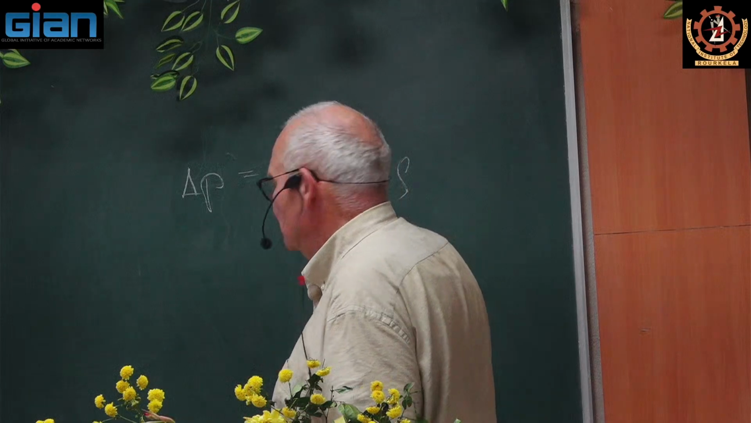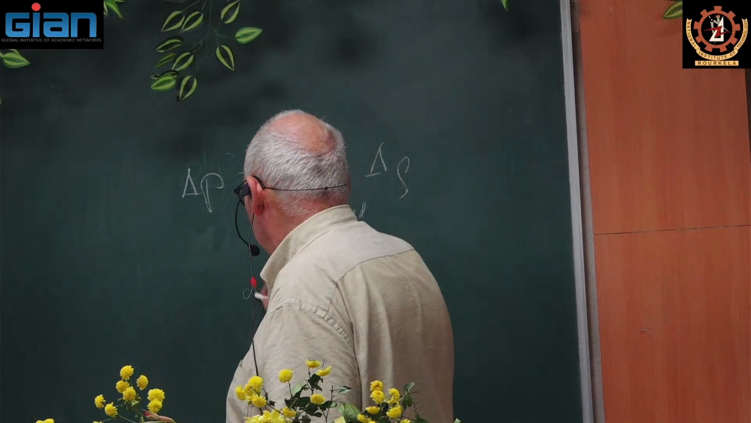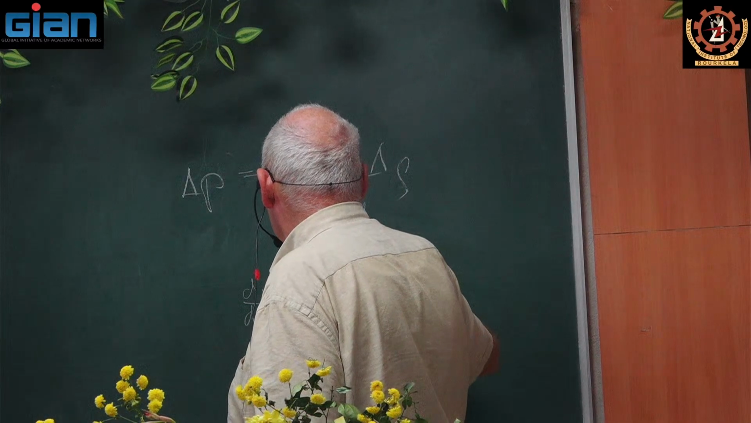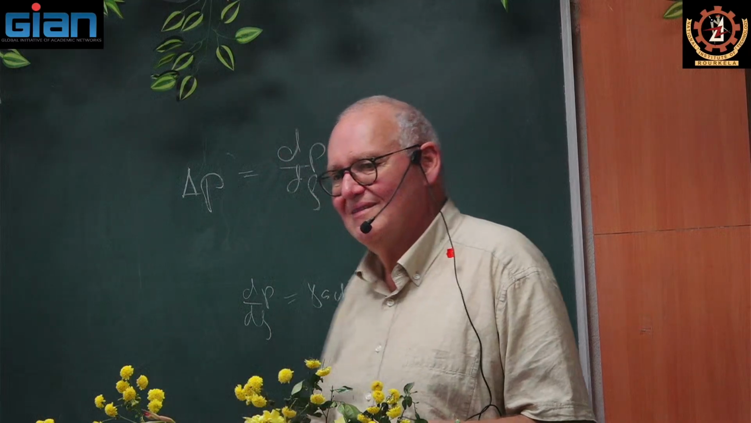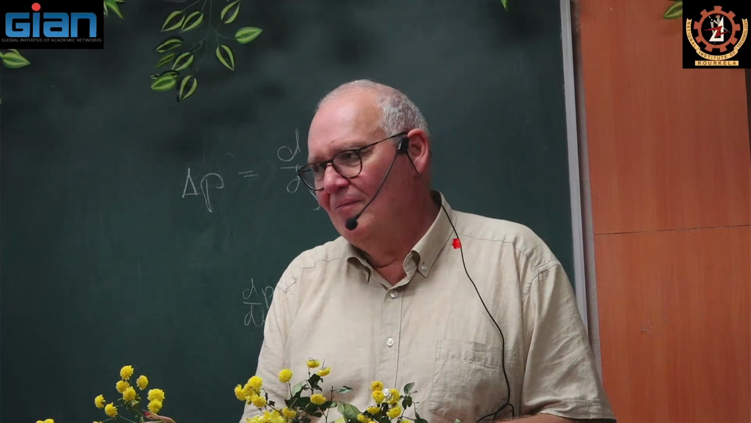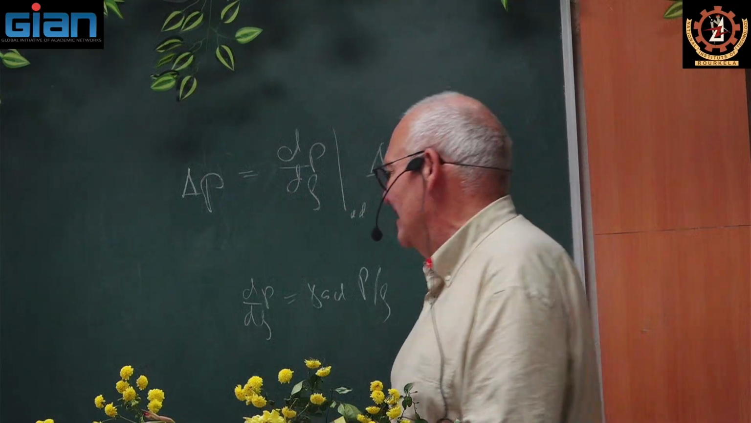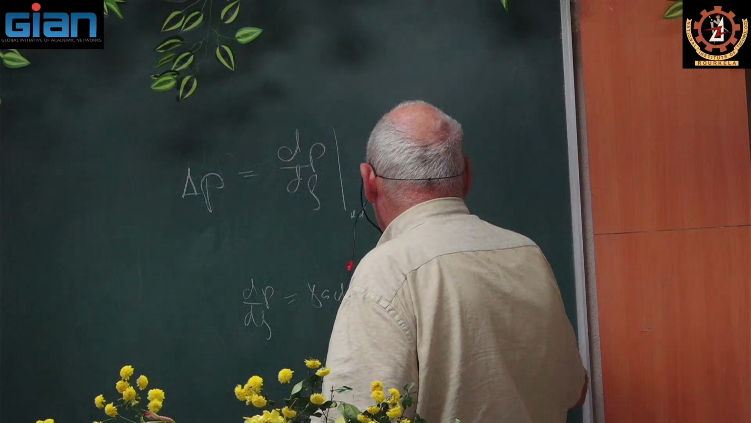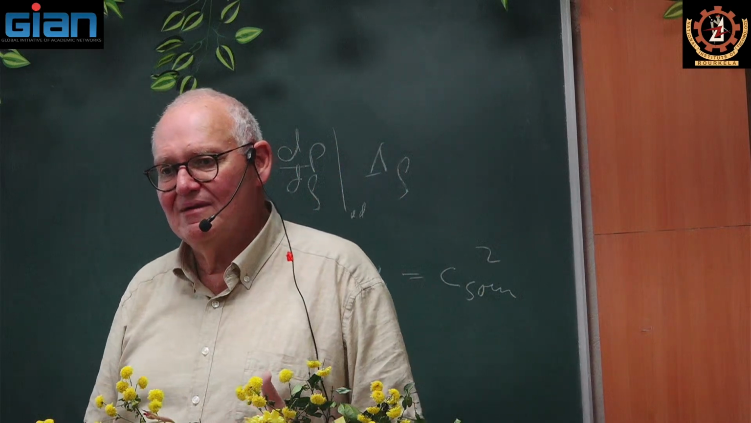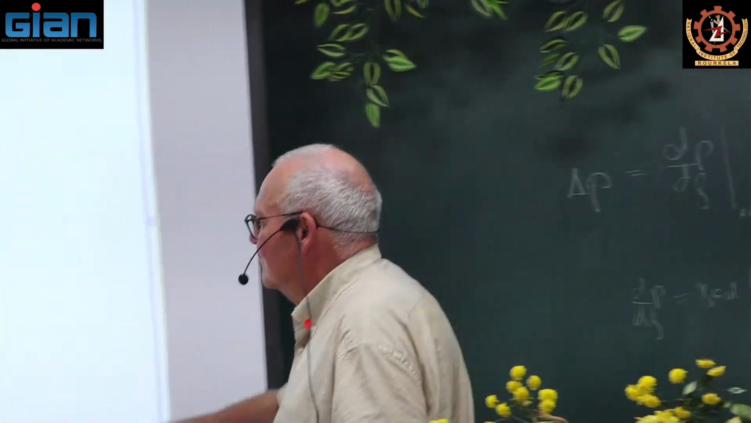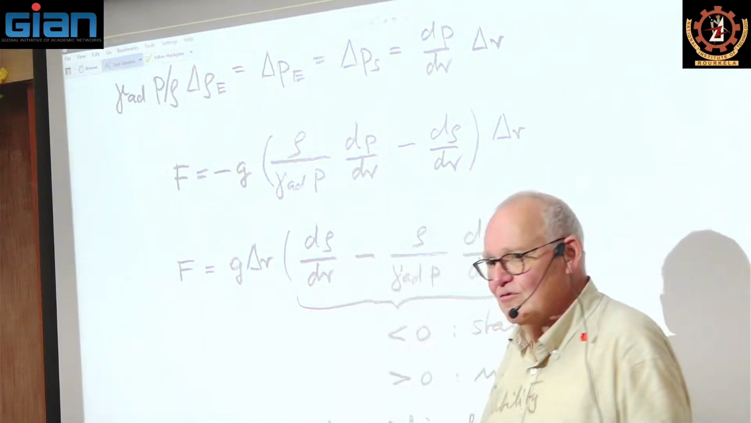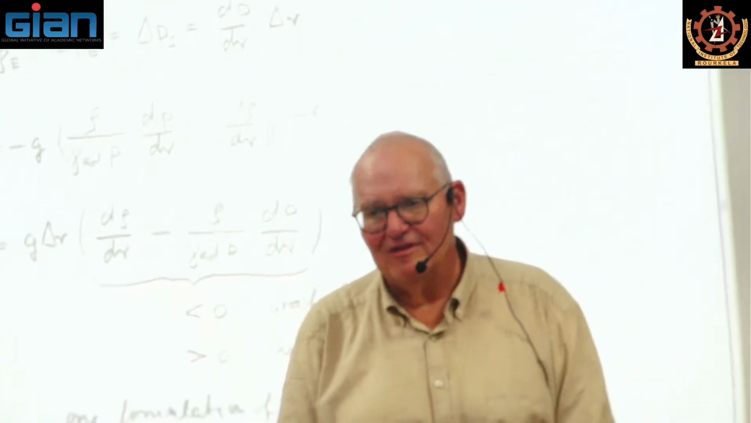But what is dp by d rho physically? dp by d rho is gamma adiabatic times p over rho. How do you interpret this quantity physically? It is the speed of sound. So this is sound speed squared. If you let the sound speed go to infinity, then this term vanishes, you're left with d rho by dr, and you're left with Rayleigh-Taylor's criterion.